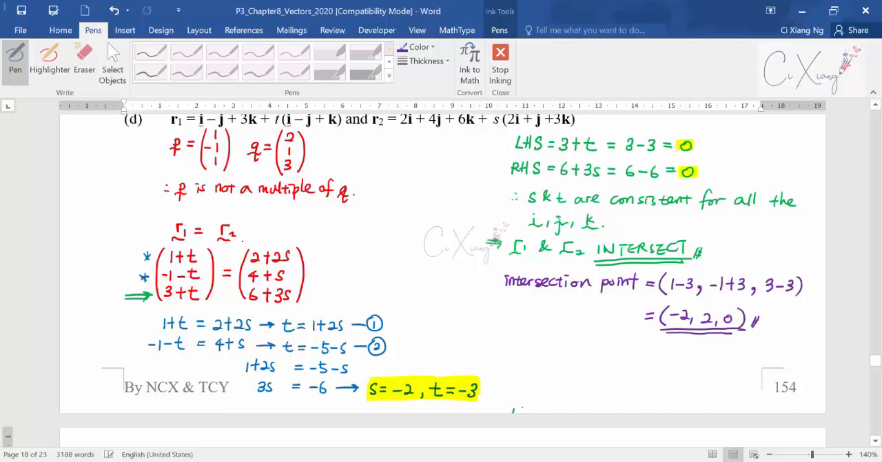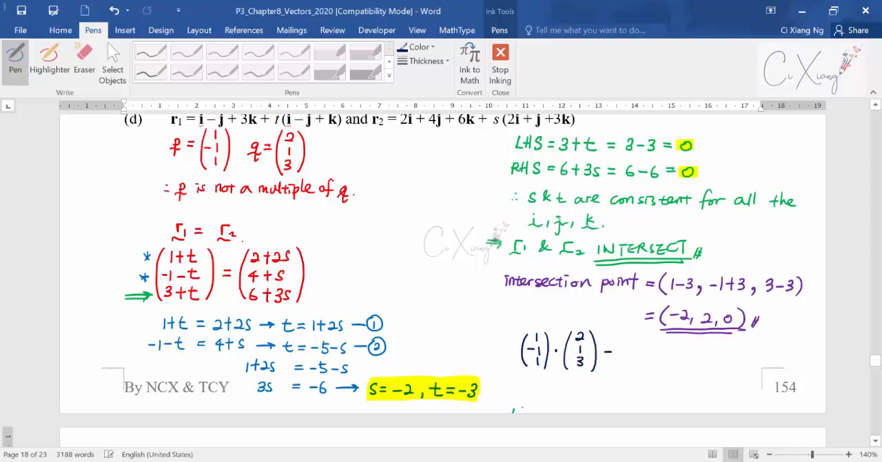Okay, so besides the intersection point, you can also continue to find out the angle between the two vectors. All right, so maybe for here, I will just show you the steps, how to start, and then you find out the answer for me. So this is my direction vector P, and this is my Q.